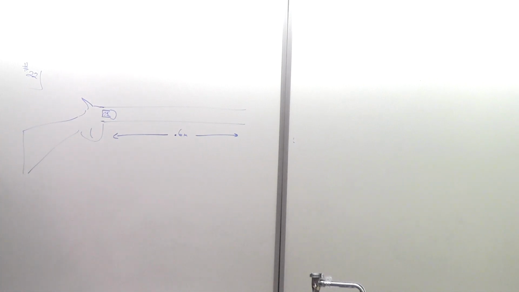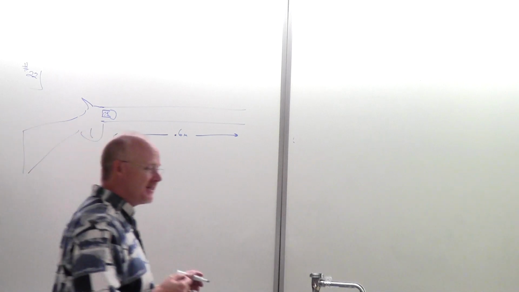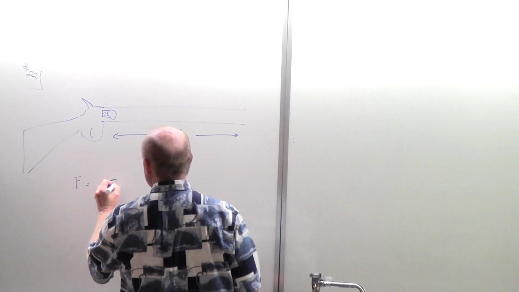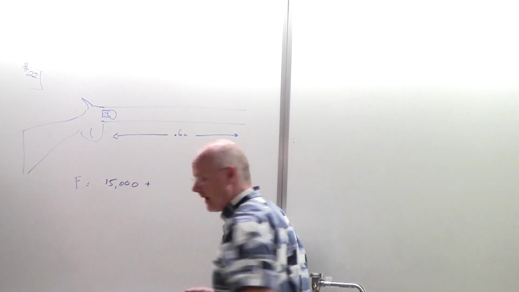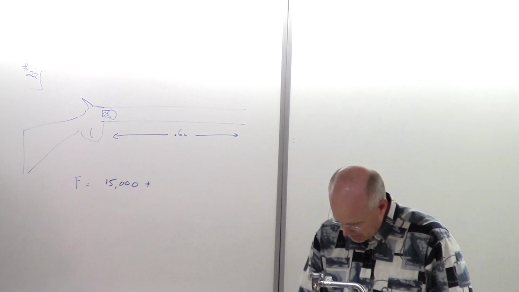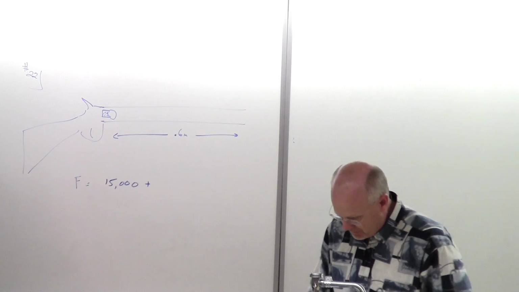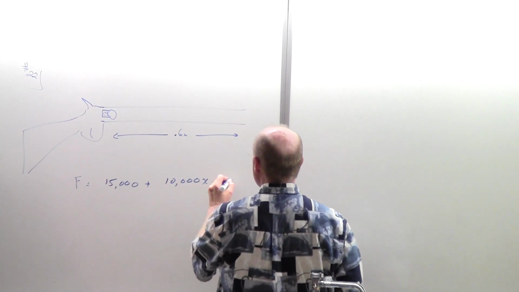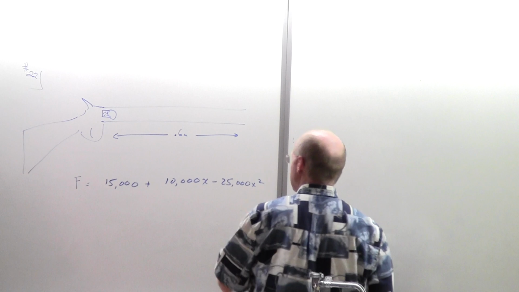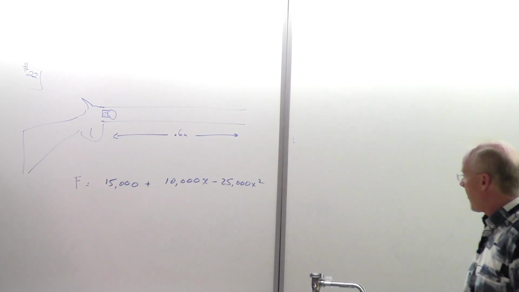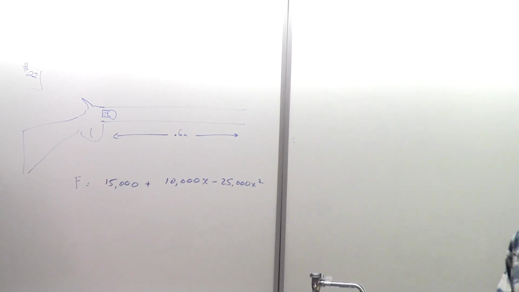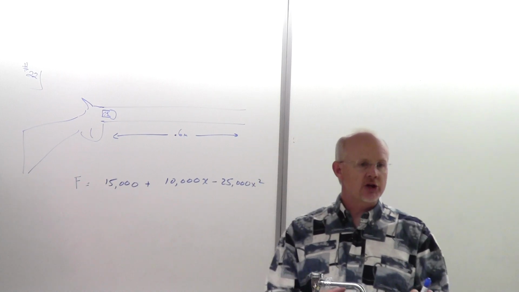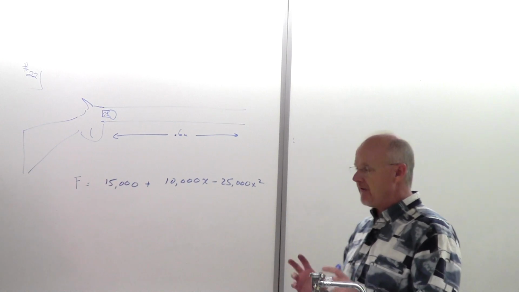Okay? And here's what they say. They say that as the bullet is going down the barrel, it's got a force, if I remember right, of 15,000 plus 10,000 x minus 25,000 x squared. And so that's just the equation. They just give that to you. They say x is measured in meters. They say force is measured in newtons. They say the origin is measured where the bullet starts. Okay, so they've given us that equation.